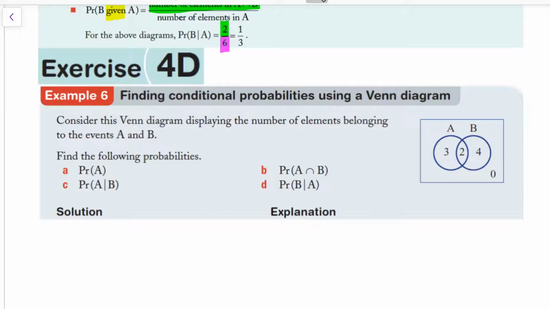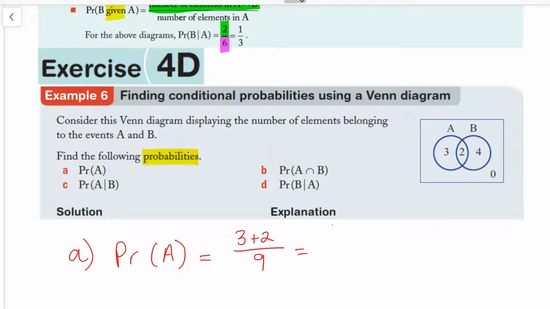Displaying the number of elements, find the following probabilities. Okay, so I know I want a probability. Brilliant. So for A, what's the probability of me getting A? Now notice they haven't used the word only. So we look at what's the probability of me getting an A? Well, it's the 3 plus the 2 over now my total, which is 9. Okay, 3 plus 2 obviously gets me 5 over 9.